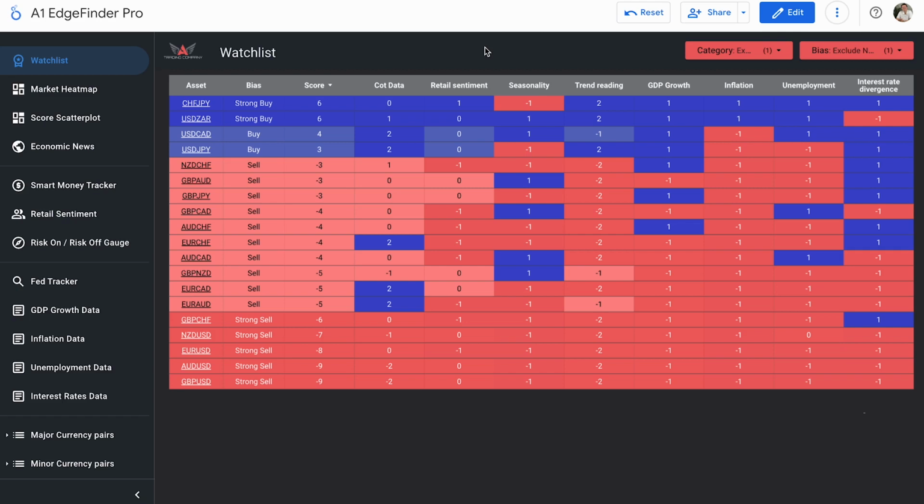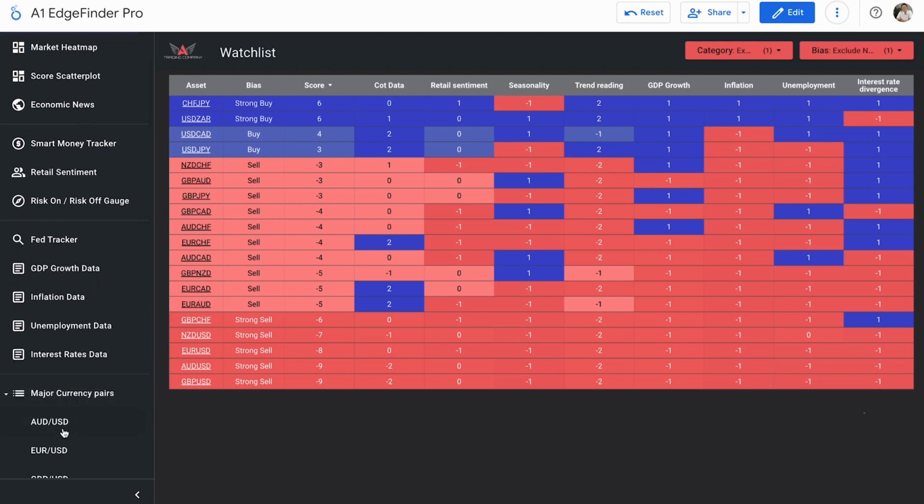But let's go ahead and hop into a pair and break it down. I'm thinking we're definitely going to go with a dollar pair. There's so many to choose from. I want to pick one with a big score, and so that would be one of these right here. USD ZAR also has a nice score, strong buy bias, +6, but these are just so much stronger. -9 score, strong sell, Pound USD or Aussie USD. I think I'm going to go Aussie USD to start off with.